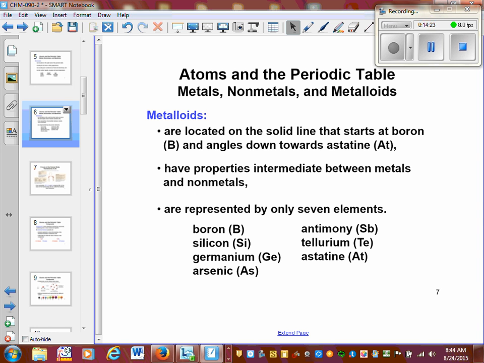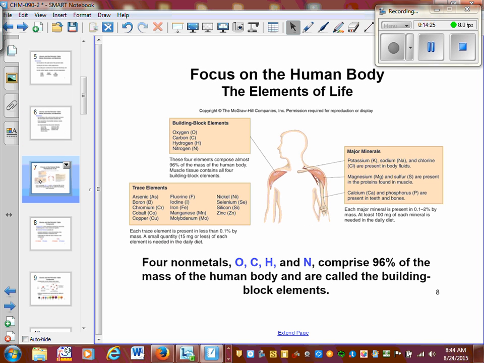If we look at the human body, 4 nonmetals, oxygen, carbon, hydrogen, and nitrogen, make up 96% of the mass of the human body. They're called the building block elements. So all your proteins, your carbohydrates, your lipids, DNA, are mostly composed of those 4 elements.